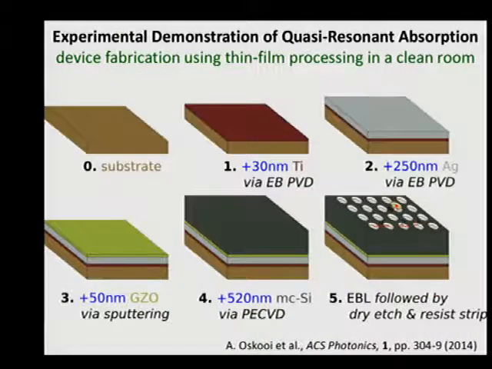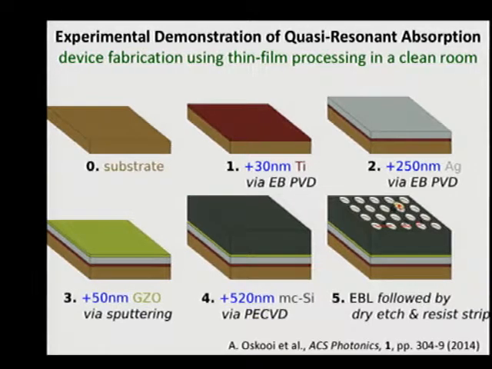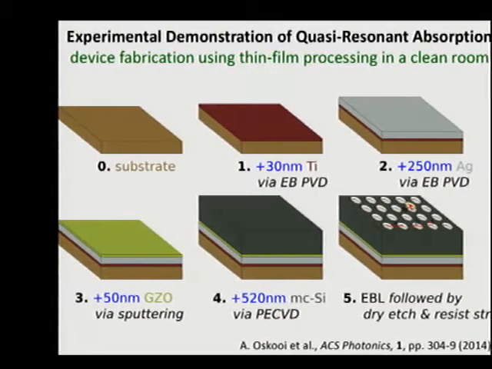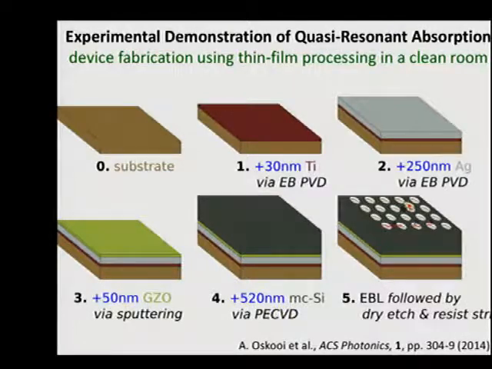I then proceeded to make an experimental demonstration of quasi-resonant absorption using the cleanroom facilities at Kyoto University. I used thin film deposition of a silver back reflector, followed by a 520 nanometer thick microcrystalline silicon active layer grown via plasma-enhanced chemical vapor deposition. I then performed electron beam lithography, followed by a dry etch and resist strip to form a photonic crystal lattice on the surface of the silicon film.